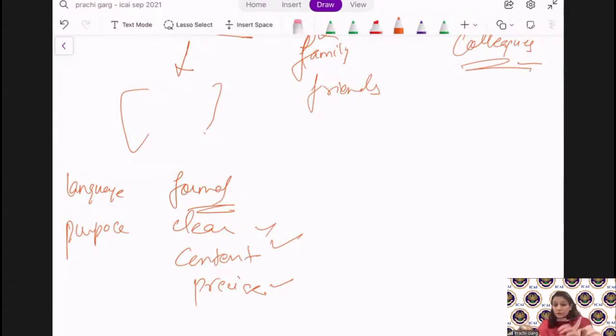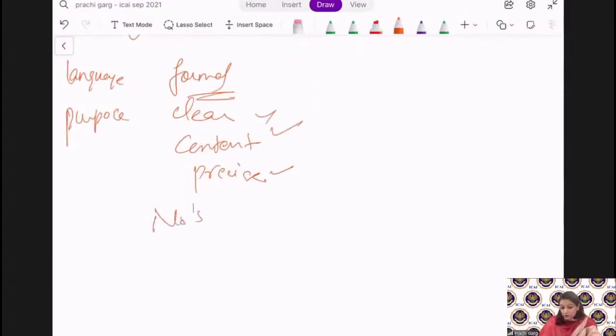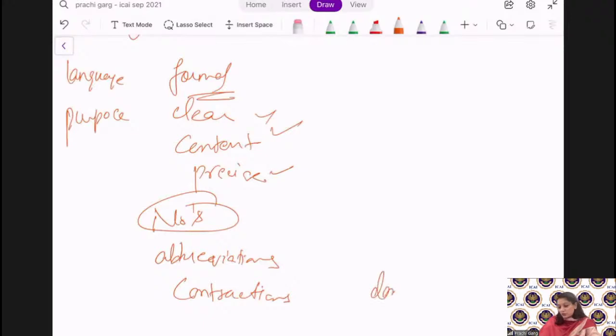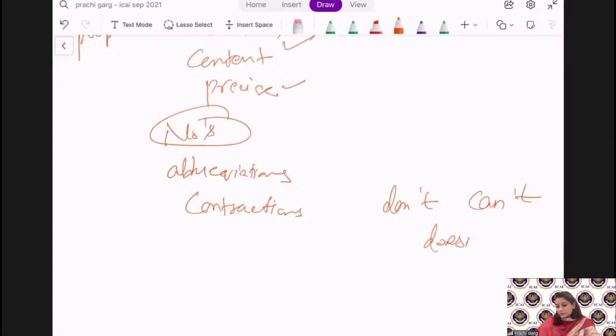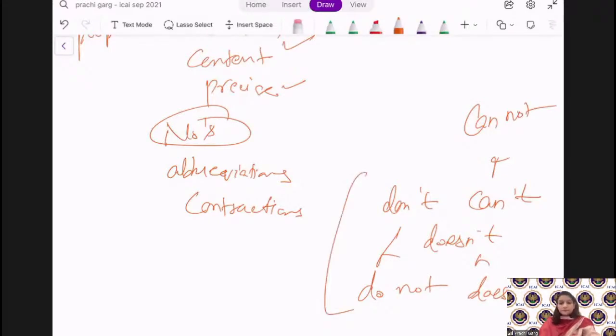And what is not allowed in the formal email are the no's. No abbreviations. Abbreviations mean no short forms of any words. Okay. No contractions. Now, what are contractions? Contractions are don't, can't, doesn't. Okay. You have to write do not, cannot, does not. Am I clear? Yes. So this is what it is.